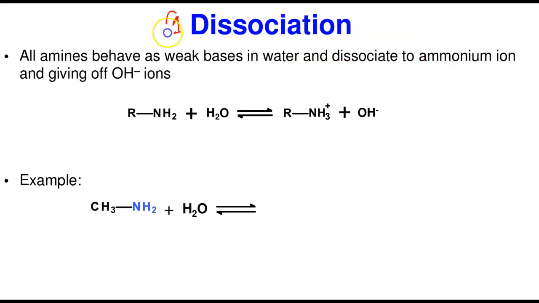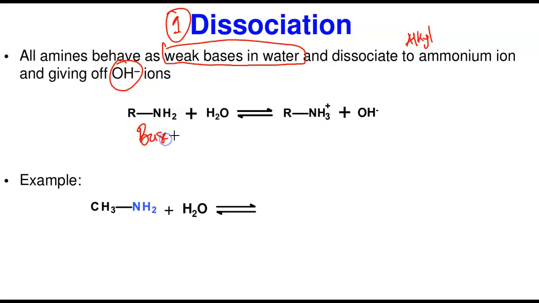Let's start with the first one, dissociation reaction. Remember, amines are organic bases. So, in other words, they behave as weak bases when they are dissolved in water. And what are bases known for? Bases are known for accepting a hydrogen ion from a water molecule when they are dissolved. And when they do that, they form an ammonium derivative. So they dissociate to an ammonium ion, an alkyl ammonium ion actually, because remember the carbon group is there, giving off hydroxyl ion.